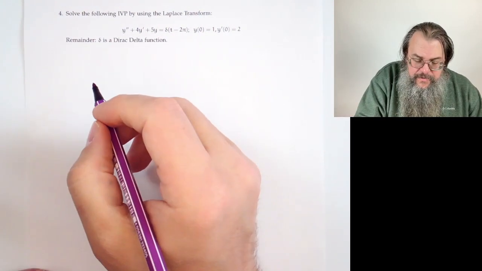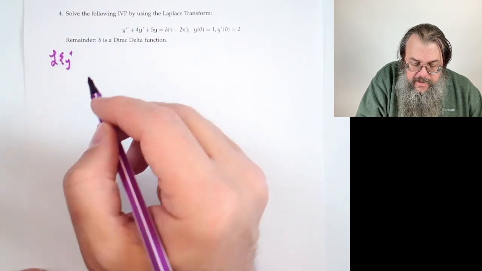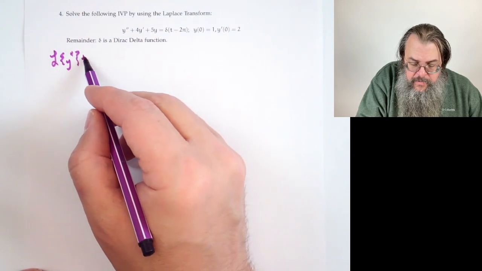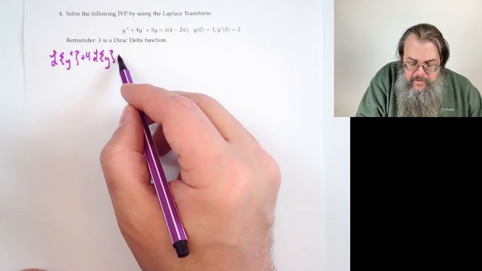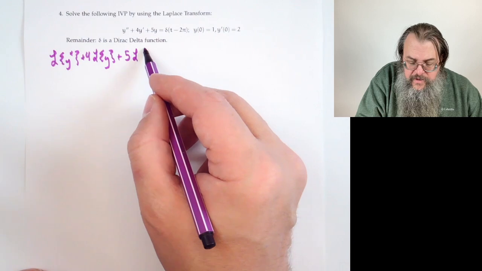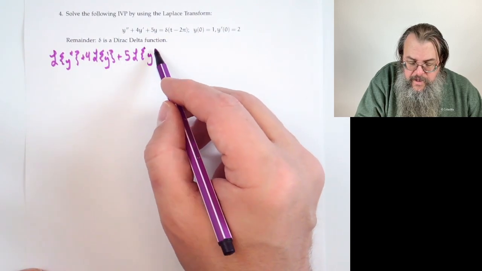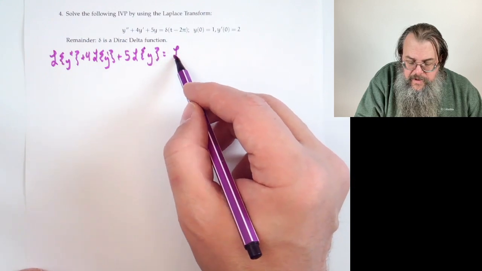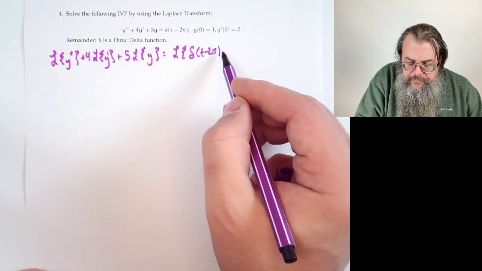We take the Laplace transform of both sides. So the Laplace transform of y double prime plus 4 Laplace transform of y prime plus 5 Laplace transform of y is equal to the Laplace transform of delta of t minus 2 pi.